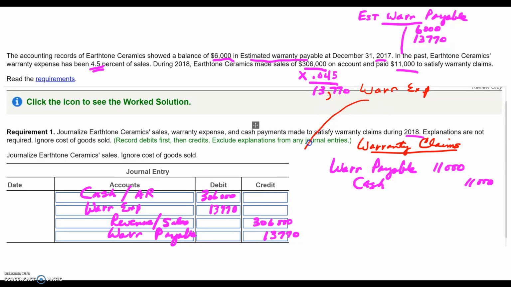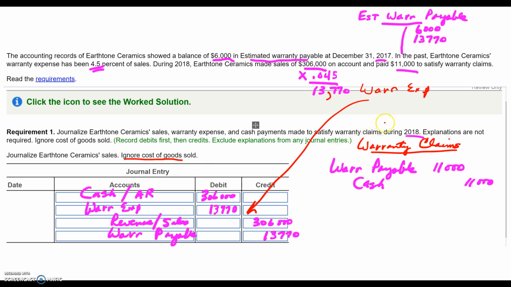So that is going to fit into this entry just very nicely. So we're going to record our sales of $306. So debit cash or accounts receivable $306. Debit warranty expense, which is the matching of warranty expense with the appropriate revenue at 4.5%, our rate. Credit revenue or sales $306, which is the amount of the sales, and credit accrued warranties payable or warranties payable, whatever account title is given to you, $13,770. That records the sale. For our purposes, we're going to ignore the cost of goods sold.